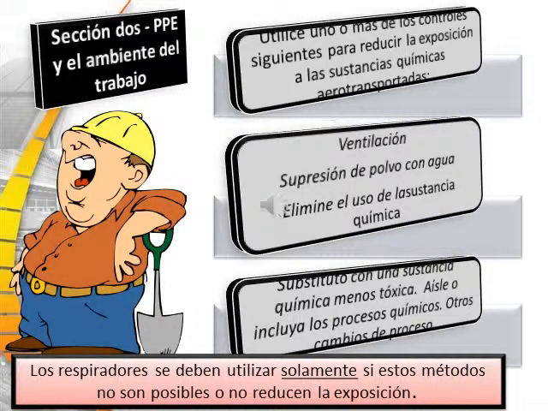Use one or more of the following controls to reduce exposure to airborne chemicals: ventilation, dust suppression with water, eliminate the use of the chemical, substitute with a less toxic chemical, isolate or enclose the chemical process, or make other processing changes. Respirators should be used only if these methods are not feasible or don't work.